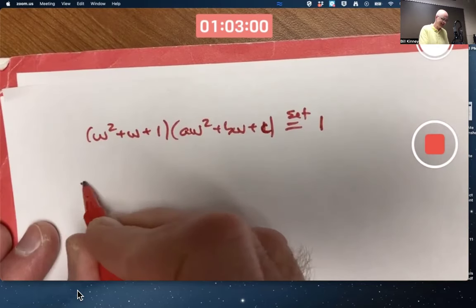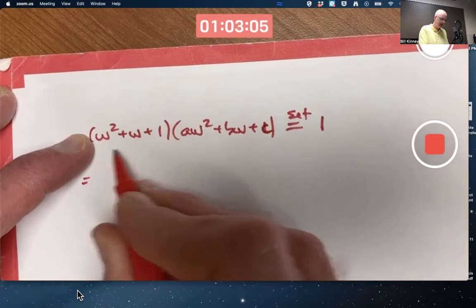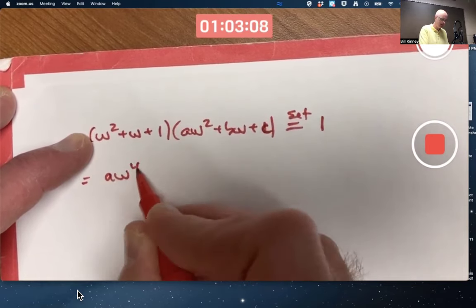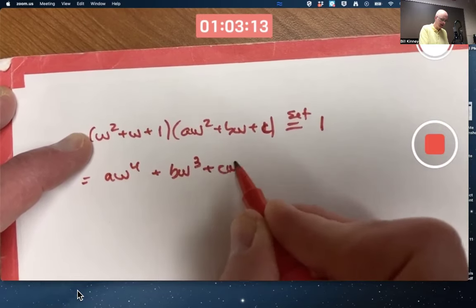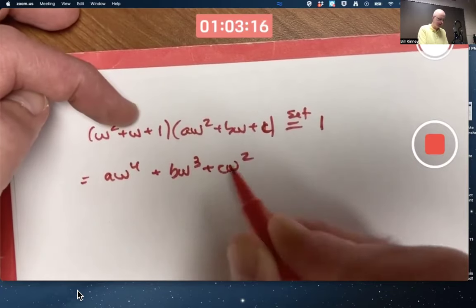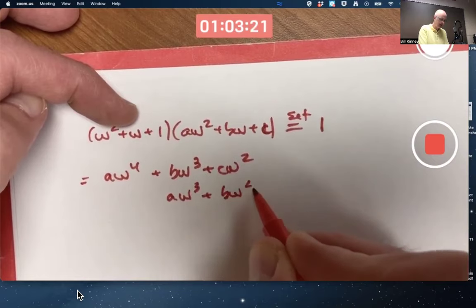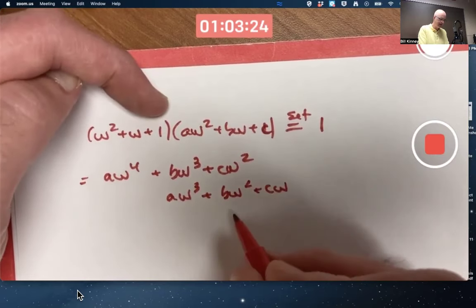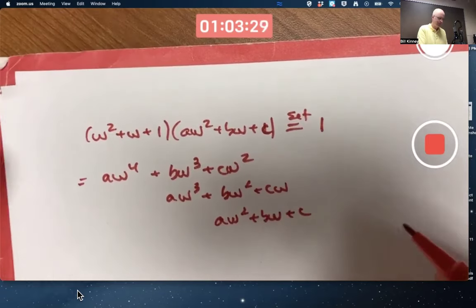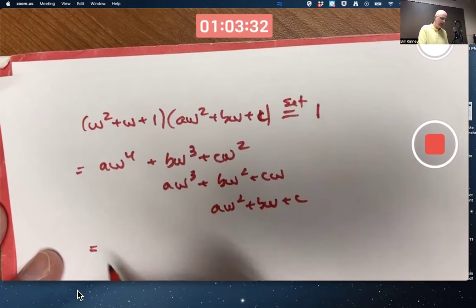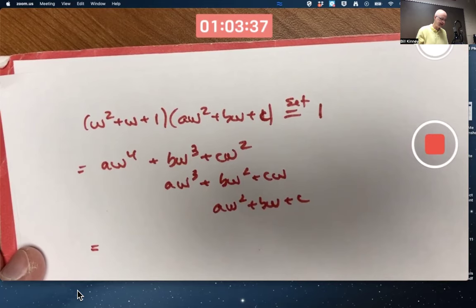Multiply it all out. Okay, a bit of a pain. I'll do the same thing I did a few minutes ago. Omega squared times that will be a omega to the 4th, then I'll get a b omega cubed and a c omega squared. Multiply omega times every term and get an a omega cubed plus b omega squared plus c omega. Multiply 1 times every term, I'll get an a omega squared plus b omega plus c. I don't know what a, b, and c are, so I can't really mod the coefficients.